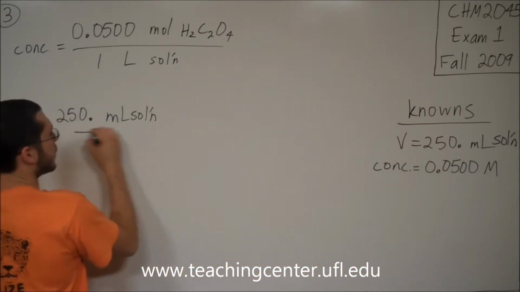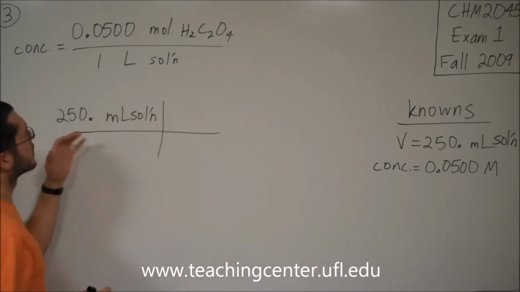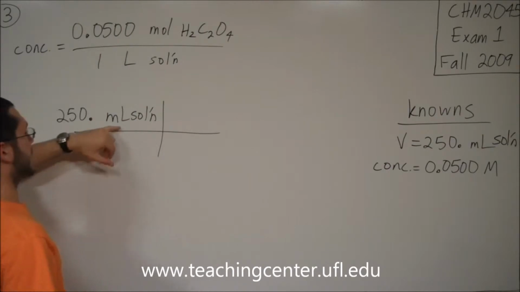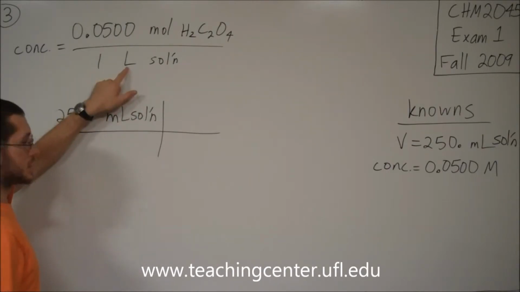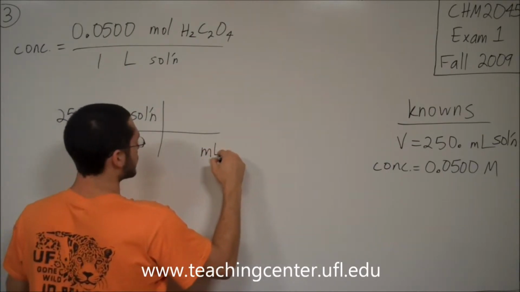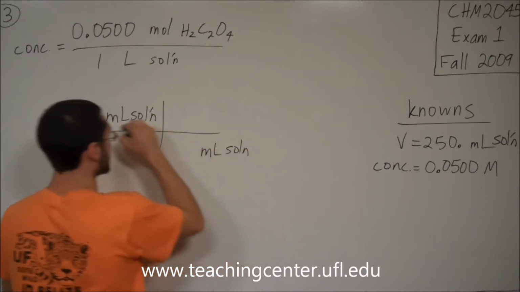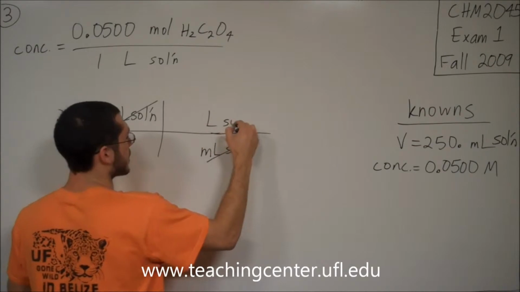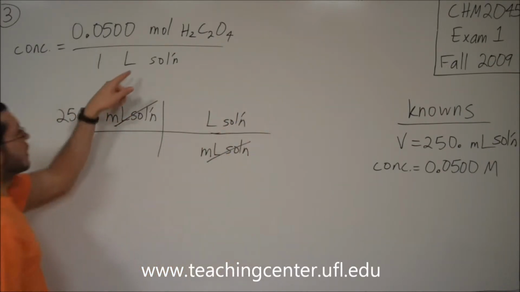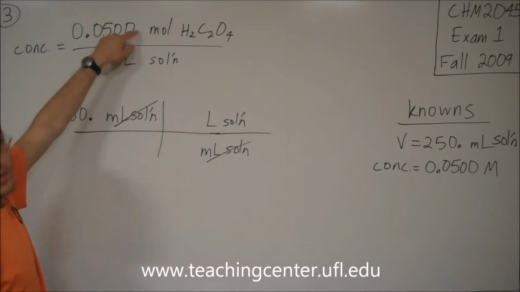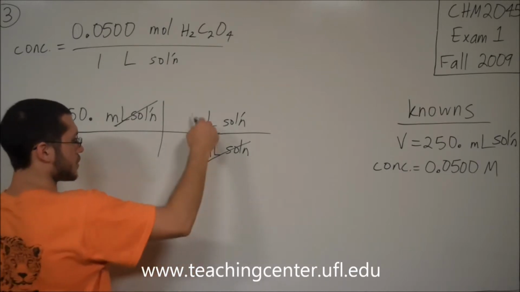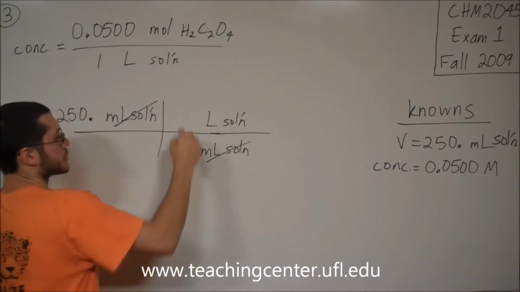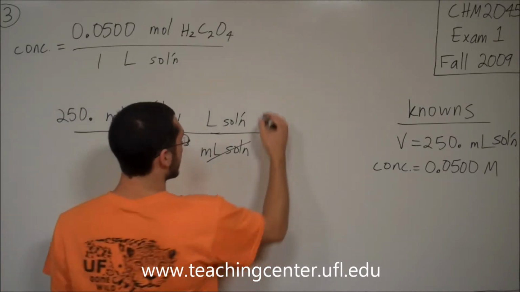Alright, so now what do we do? Well, we're going to have to convert. But do we just jump straight into this? Not quite, because I can't cancel mL solution with liter solution. So I need to put mL solution down here to cancel these mL solution. And then I'm going to put liter solution up here so that later I can cancel liter solution and eventually get to moles. So what's this ratio? I know that there are 1,000 mL solution per 1 liter solution.